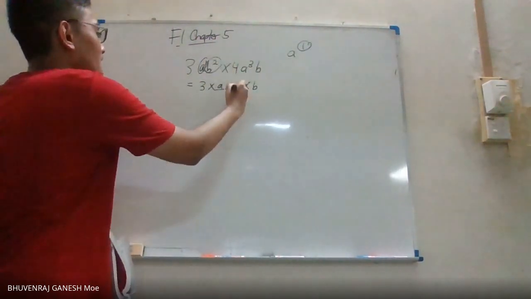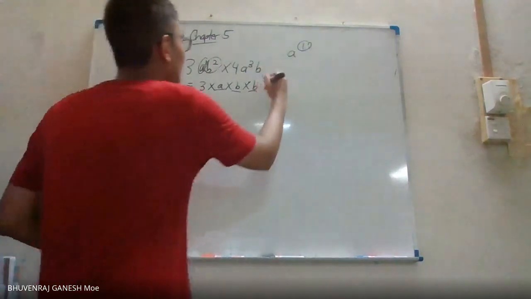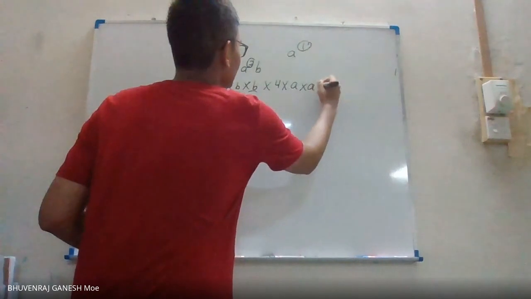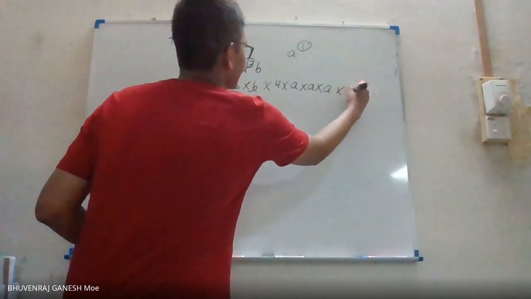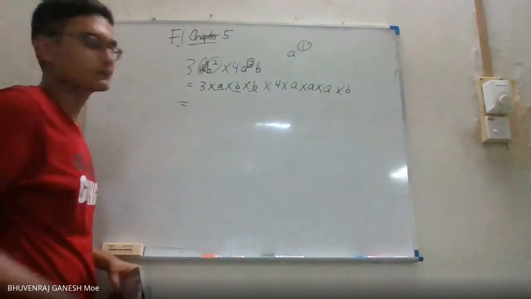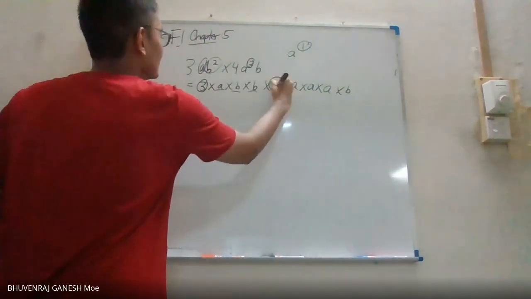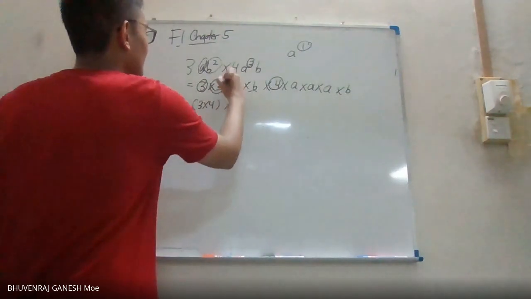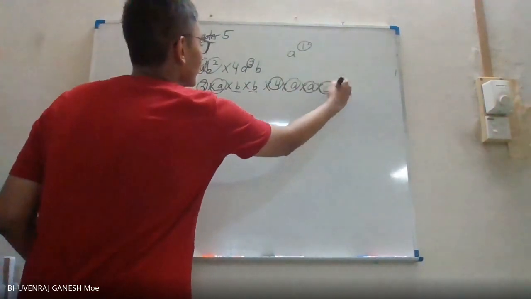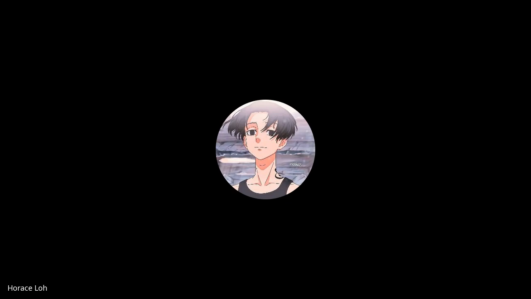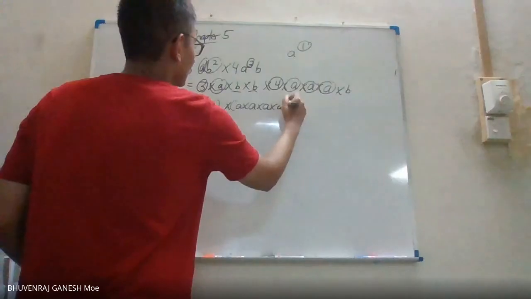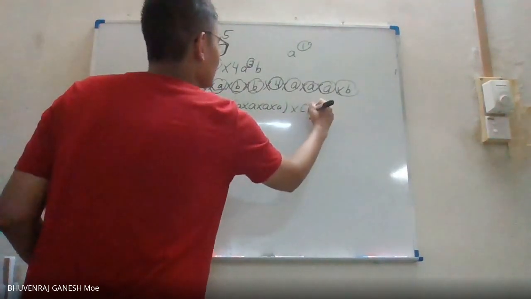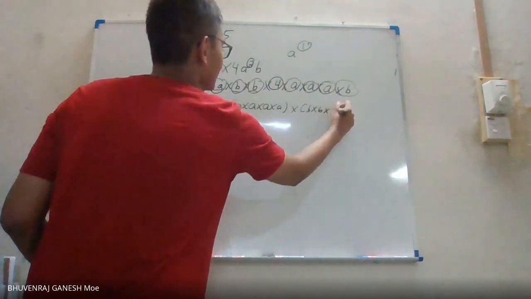B square means B 2 times. And then times 4. A power 3 means A times 3 times. And then times B. So basically you have to group the numbers 3 times 4. And you group the like terms. A means like this. And then B, B, B. So this is the form I taught earlier, repeated multiplication.